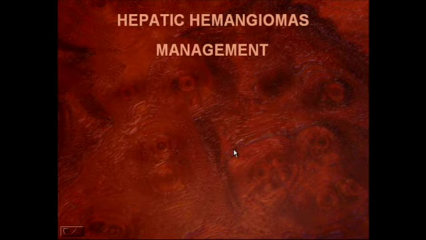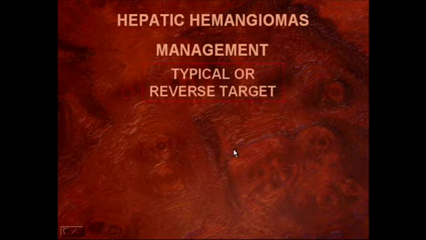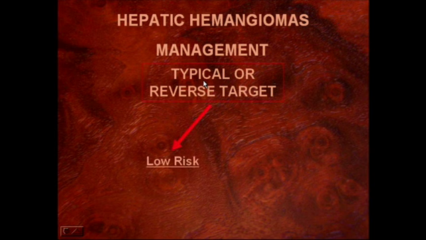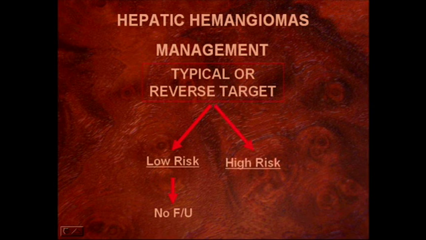So based on all of this, the recommendation for management of typical hemangiomas or lesions that have the reverse target appearance is, if the patient is at low risk, you do no further follow-up. If the patient is at high risk, then follow-up is indicated, and generally we recommend MRIs. Now, why do we follow up the patients that are high risk?